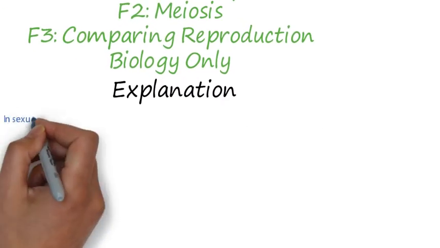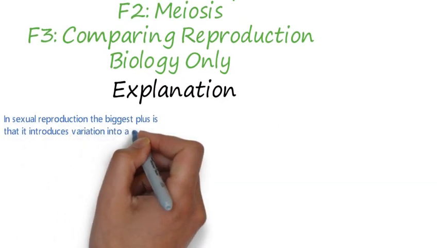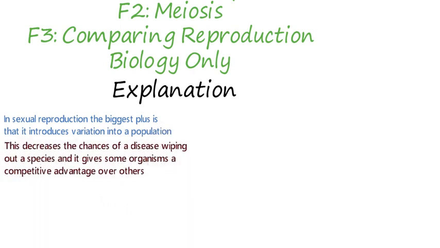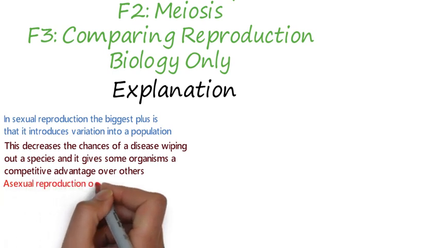Let's have a look at both types of reproduction and compare them. In sexual reproduction, the biggest plus is that it introduces variation into a population. This decreases the chance of diseases wiping out the entire populations of one species. Also, if environmental changes take place, some organisms will have a competitive advantage over others. This is the process of natural selection. Natural selection can be speeded up artificially by humans. This may be done to increase the production of certain foods.